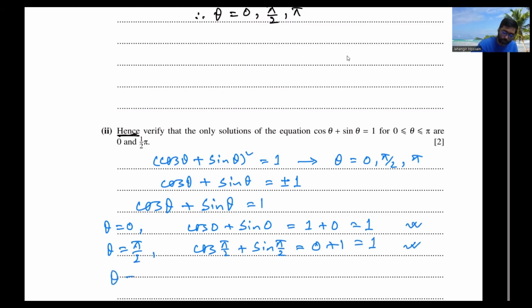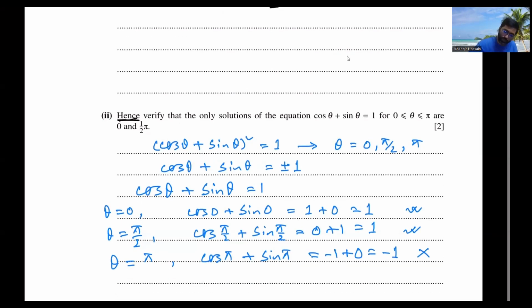What happens when you substitute theta equal to pi? Cos pi is minus 1, sin pi is 0, so that is minus 1. It does not verify. So theta equal to pi is not a solution of cos theta plus sin theta equal to 1. The only solutions are 0 and pi by 2. Verified.